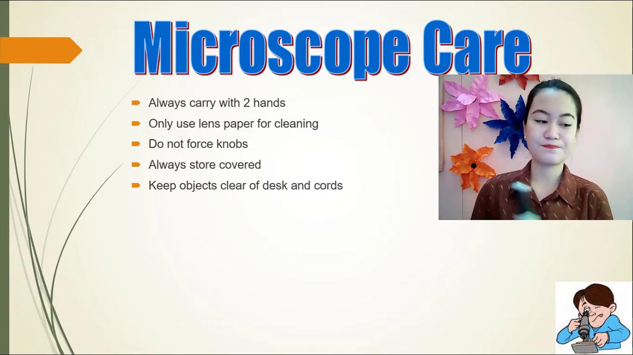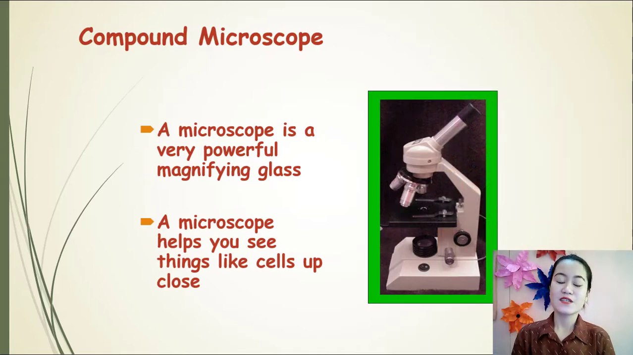Okay, class. So next, let us add another info about the compound microscope. So we all know that the compound microscope is a very powerful magnifying glass. Why? Because we can see small objects that we cannot see by our naked eye. Makikita natin lahat with the help of the compound microscope.